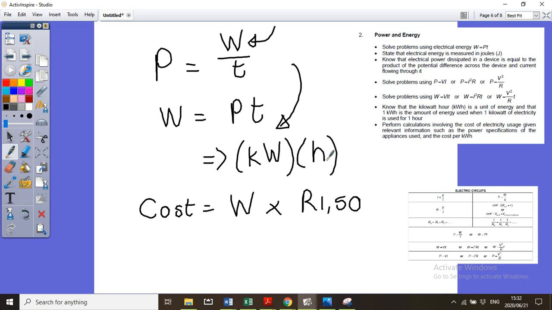And then once you've got your kilowatt hours, you just times it by the cost, and that will give you your price that you have to pay for your electricity. And that's it for electricity.